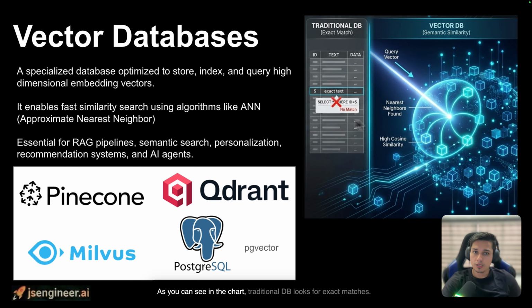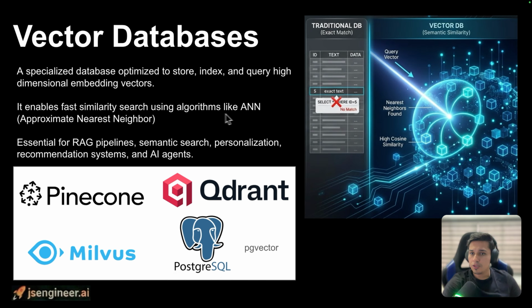As you can see in the chart, a traditional DB looks for exact matches. If you search for a specific ID or text and it's not there, the query fails. It's binary. A vector database works differently. It is optimized to store and index these high-dimensional embeddings. Instead of looking for equality, it looks for proximity. It uses algorithms like ANN, approximate nearest neighbor, to find the closest neighbors in that semantic space. Essentially, you tell it, give me whatever is most similar to this.